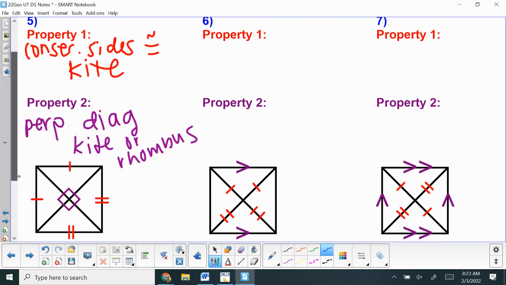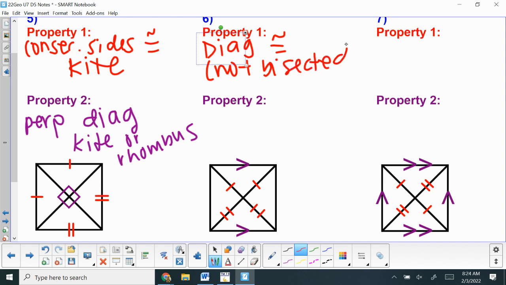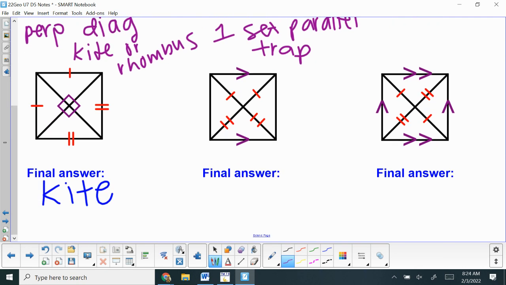Okay, number 6, property 1. So this is the diagonals are congruent, but they're not bisected. So then it can't be a rectangle. If it were a rectangle, then all 4 sections would have to be the same. So that is a property of an isosceles trapezoid. And then we have one set of parallel. And that's a property of a trapezoid. You put together an isosceles trapezoid with a trapezoid, you get an isosceles trapezoid.